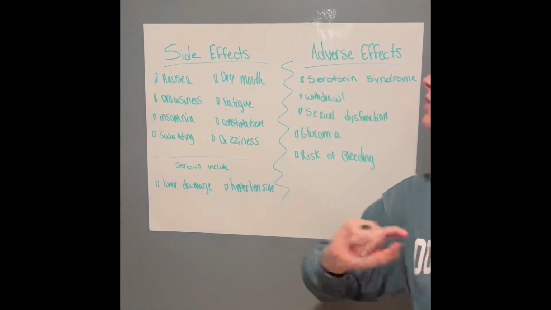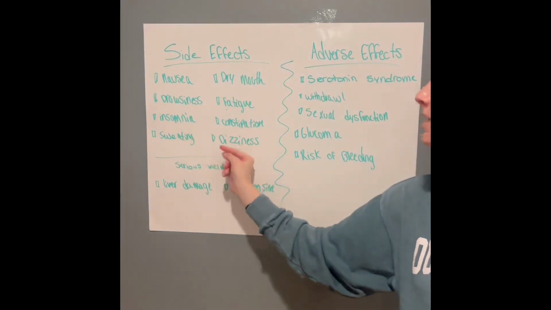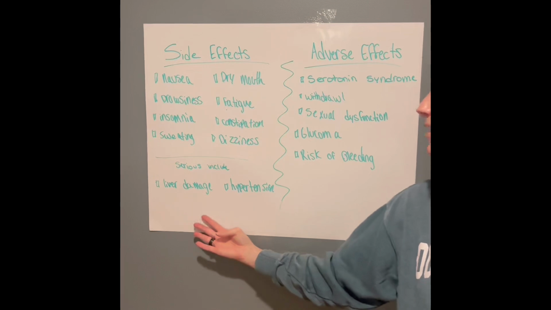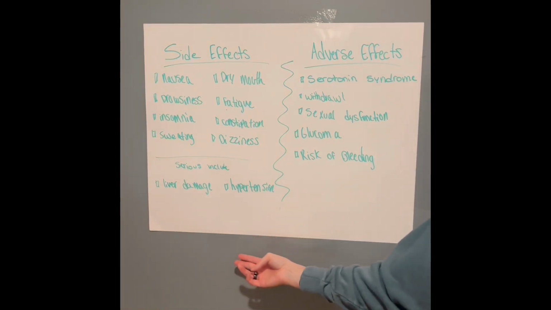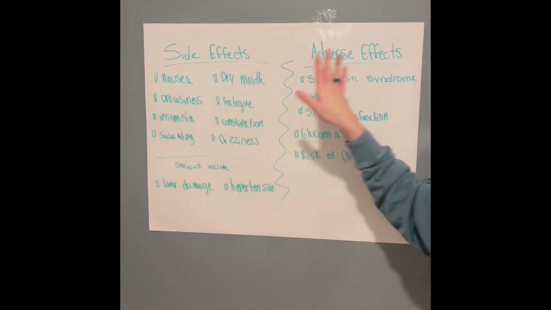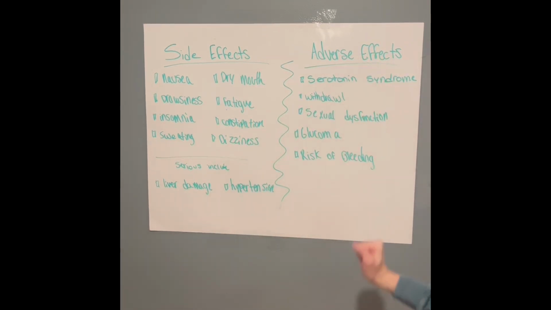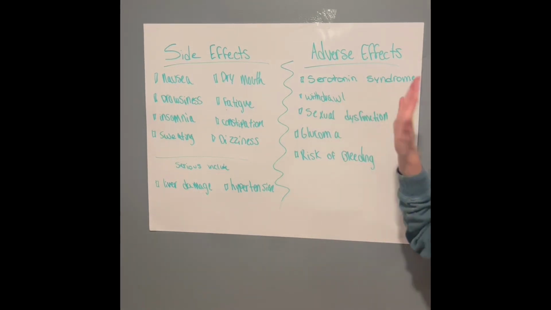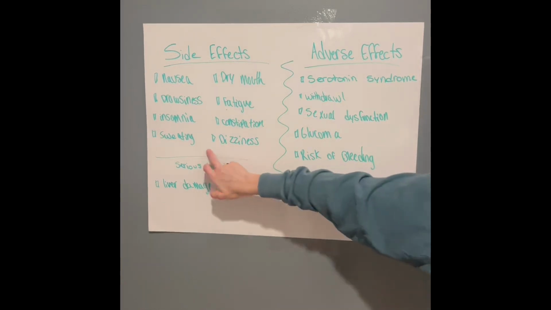Alright, so we have our side effects, serious side effects, and adverse effects. So some of our side effects include nausea, dry mouth, drowsiness, fatigue, insomnia, constipation, sweating, and dizziness. Some of the more serious ones include hypertension, this being due to increased blood pressure, especially at higher doses, as well as liver damage. And then we also have adverse effects, which include serotonin syndrome, which would just present with high fever, seizures, irregular heartbeats, as well as withdrawal. If you abruptly just stop taking the med, it can lead to all of these symptoms over here.